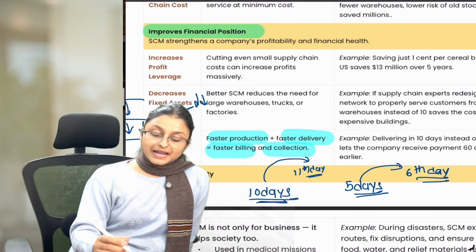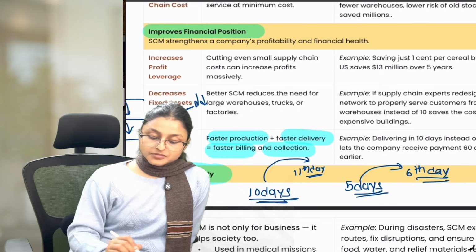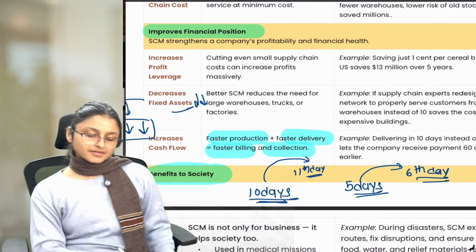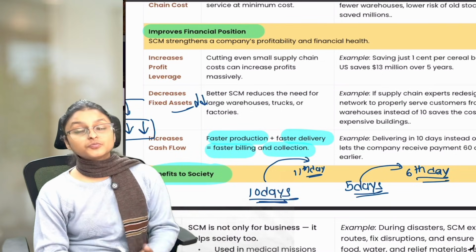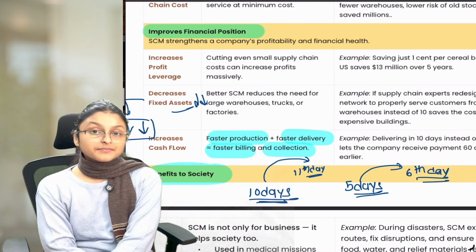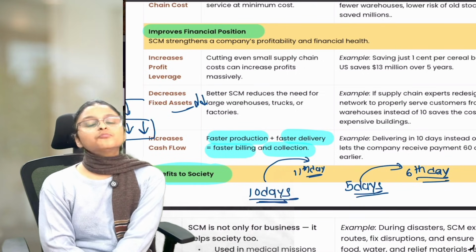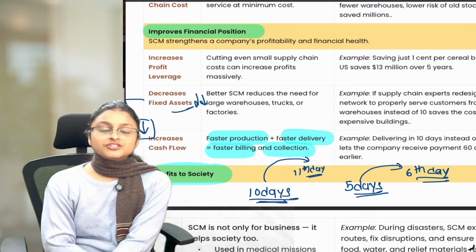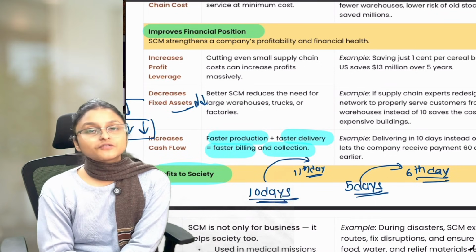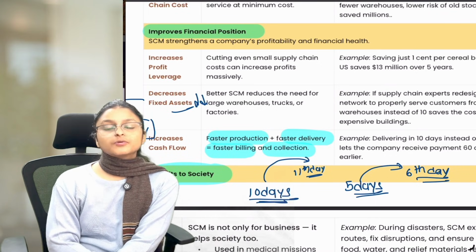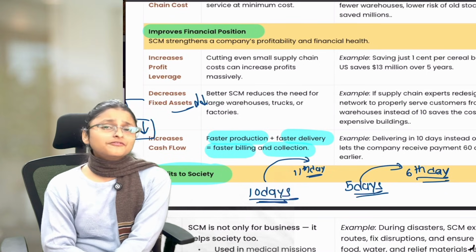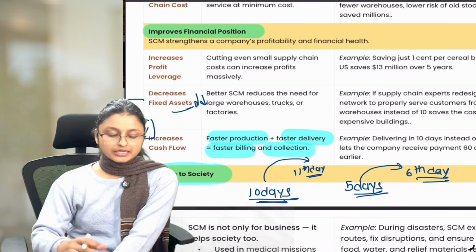At the end, supply chain management also provides benefits to society. Now, how supply chain is able to provide benefits to society? Think about it. Supply chain means moving the product. If you are managing supply chain, you are managing movement of the product, and movement of product is required in every field, approximately every field, right?